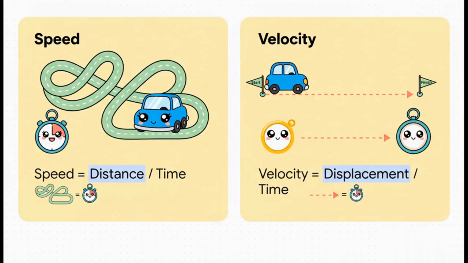This is exactly why your GPS cares about your velocity. It doesn't just need to know how fast you're going. It needs to know you're going in the right direction to get you to your destination.